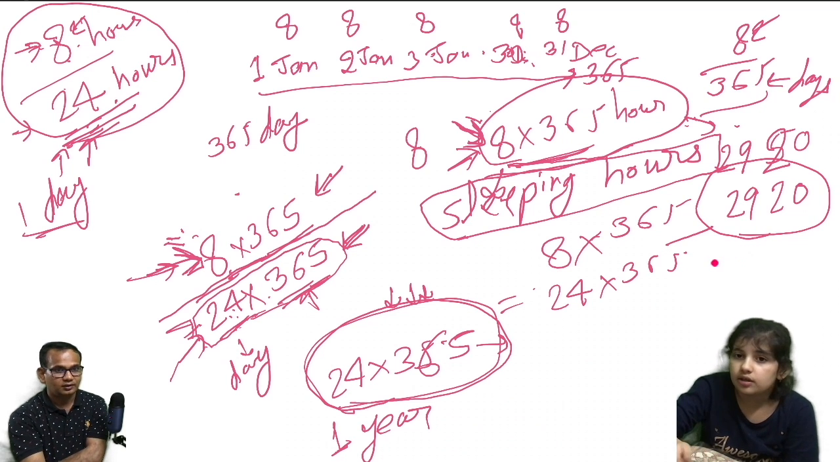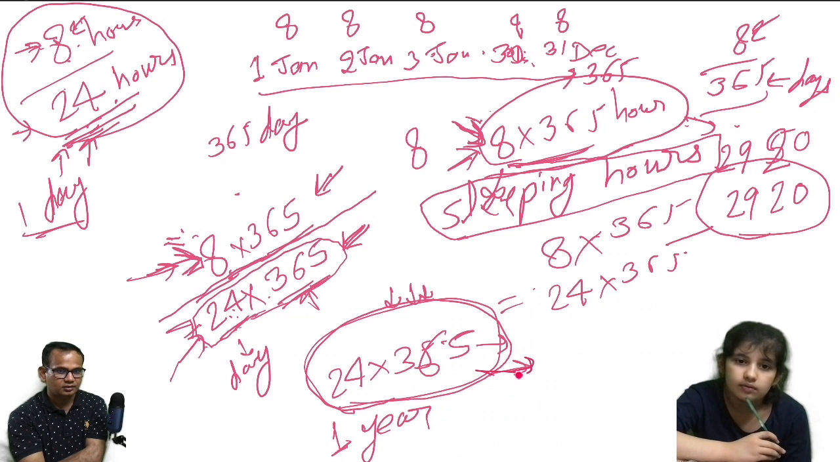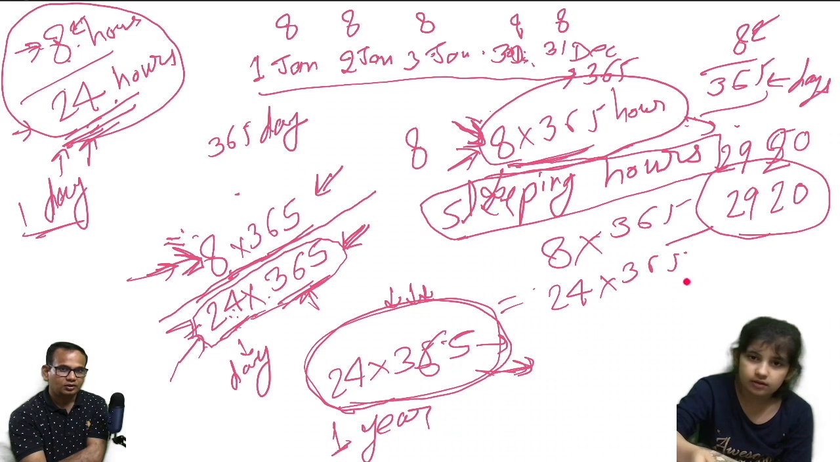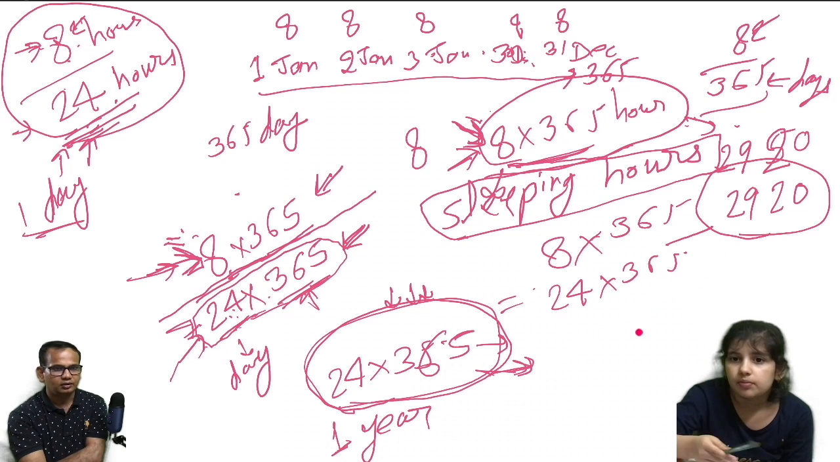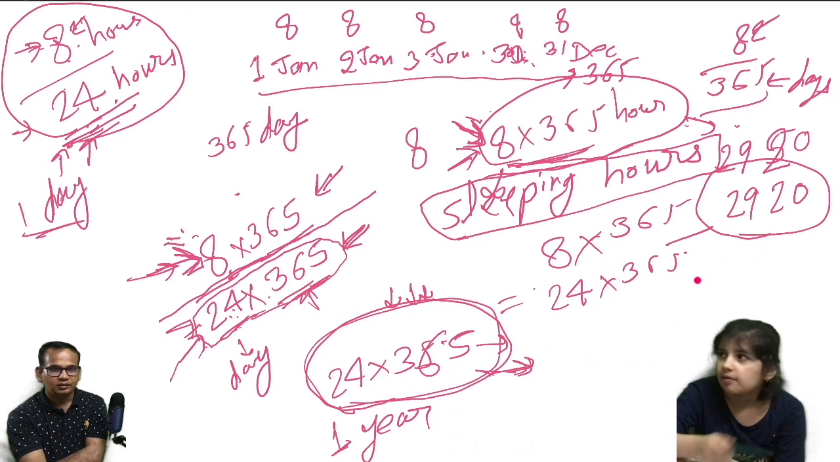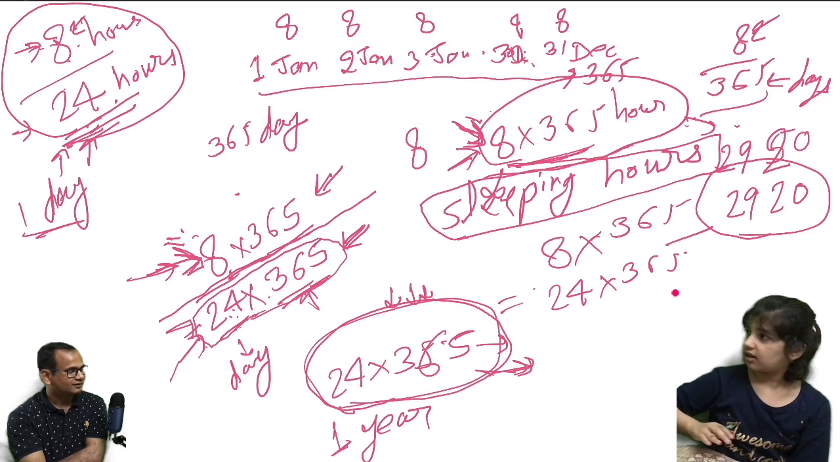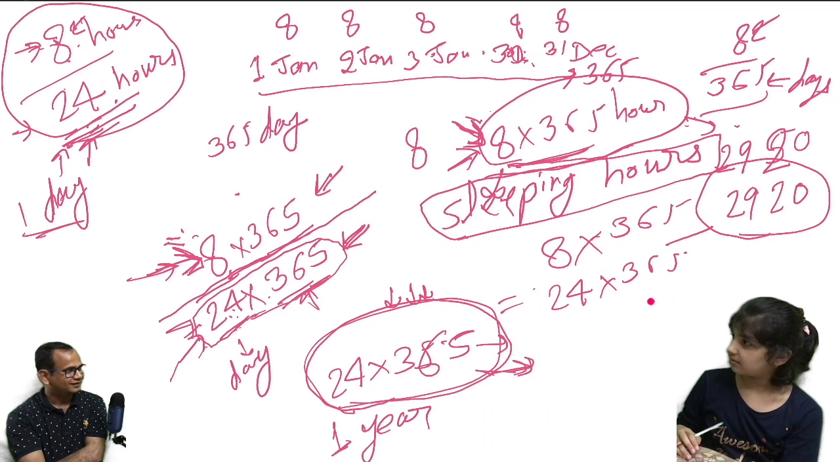But now it's asking for the part, so we can divide by this. We should do 24 by 365. Then 2920 will be the numerator and the answer for 24 multiplied by 365 will be the denominator. Yes, yes. I don't think we can do it that way. Correct, you are right. We should not have done that.